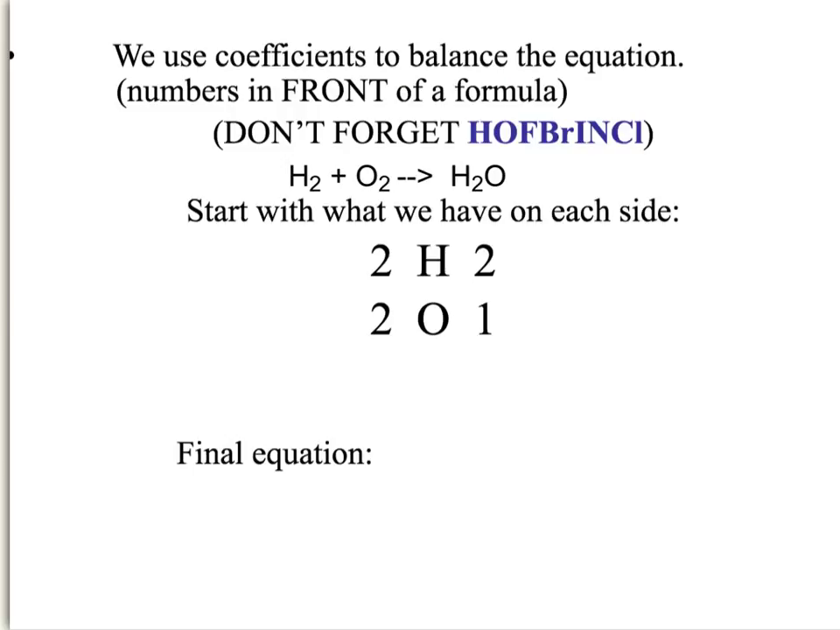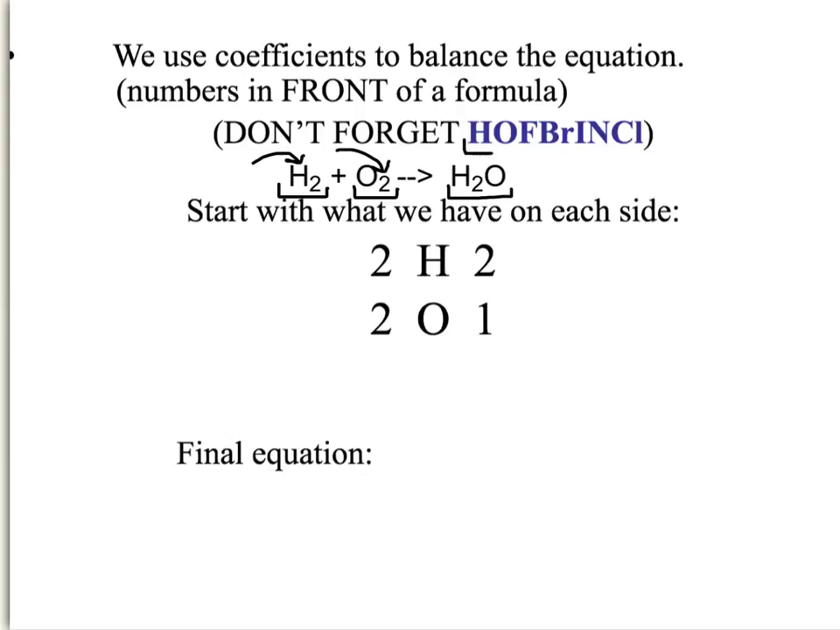Alright, so let's take a look at balancing an equation. So this is the simple equation for the formation of water. We have hydrogen gas and oxygen gas combining to make water. Now the reason that we have to write the H with a 2 here and the O with a 2 here is because that's how they're found in nature.